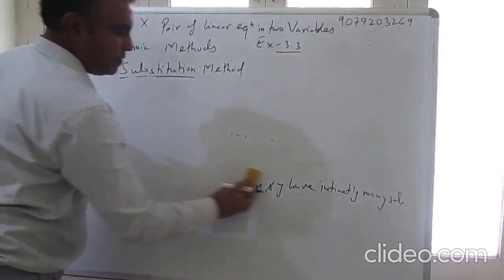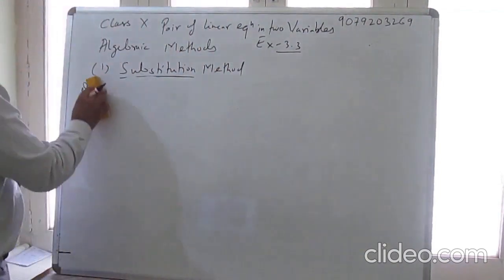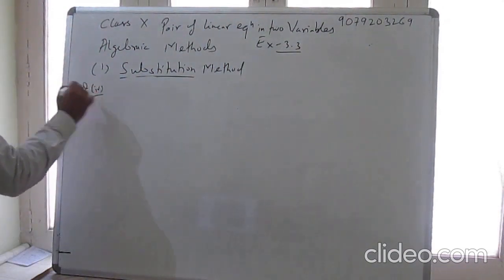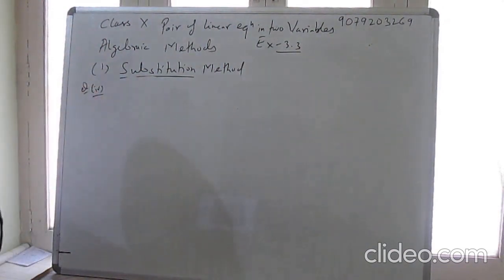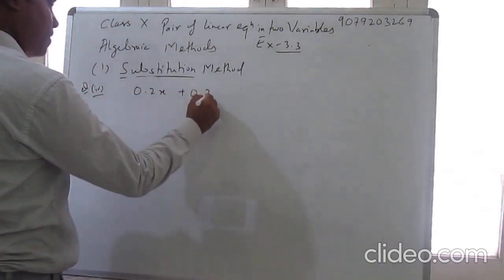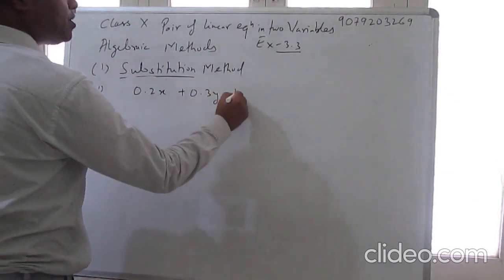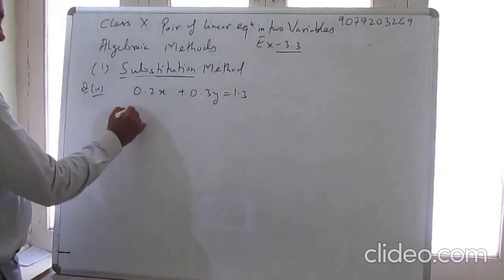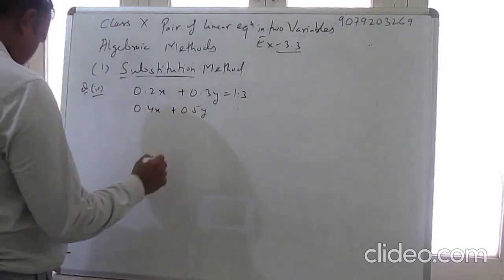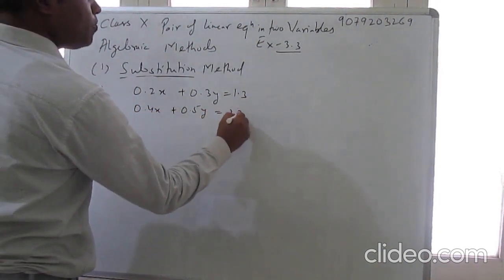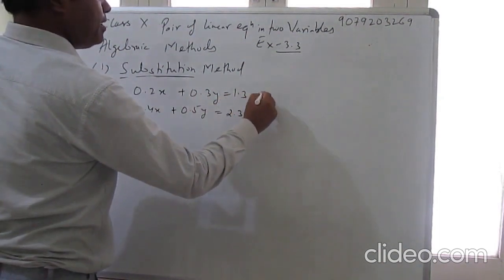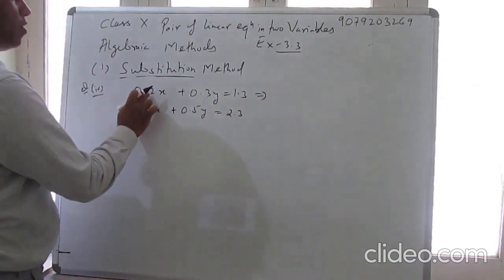Now, fourth part. Substitution method. 0.2x plus 0.3y is equal to 1.3. 0.4x plus 0.5y is equal to 2.3. Okay, now rewrite again. If you remove the point, how many digits are after the point?